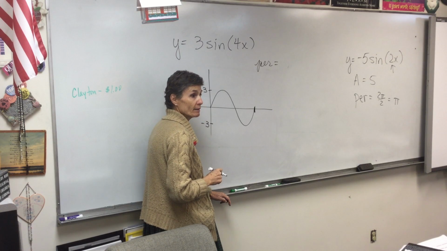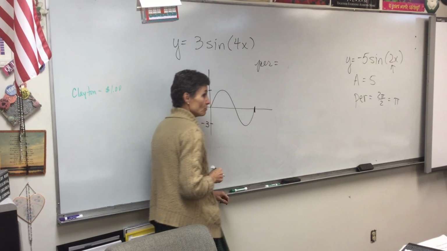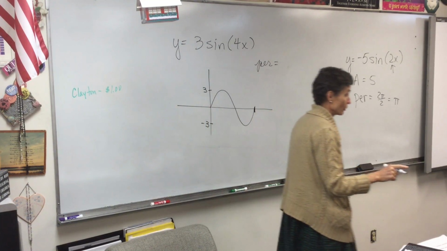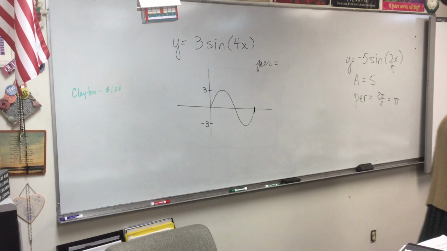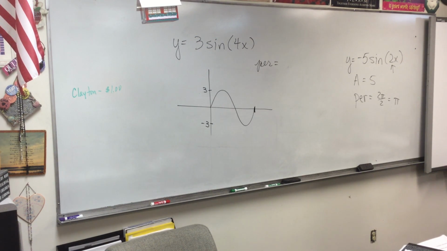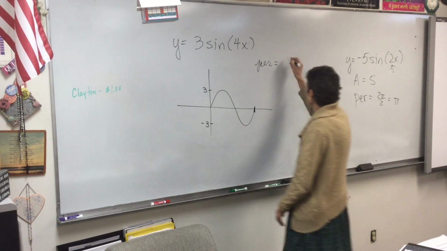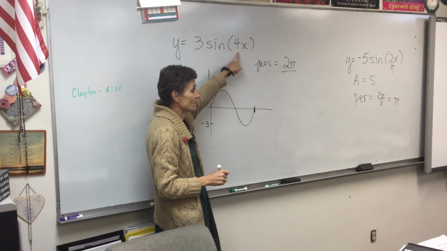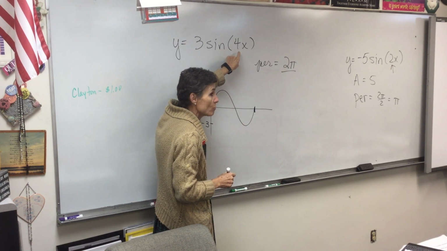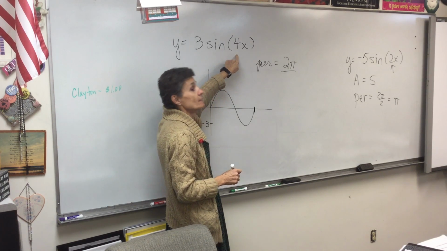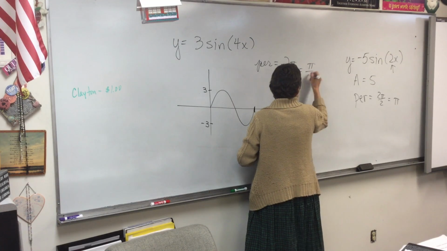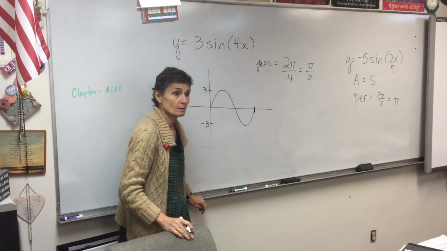That label would be 2 pi. Why would that label be 2 pi? Because the standard period of a sine curve is 1 revolution, which is 2 pi. So that's the starting point, 2 pi. But I have stuck a number into this problem, a coefficient on x, and I know that number does what? Divides the period. So this is 2 pi over 4, which is pi over 2.